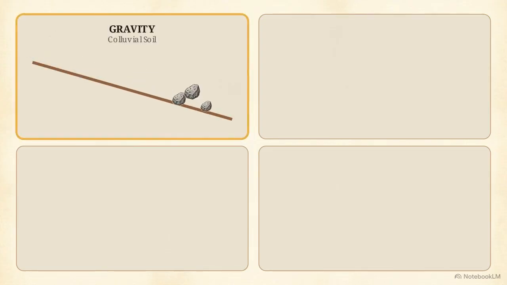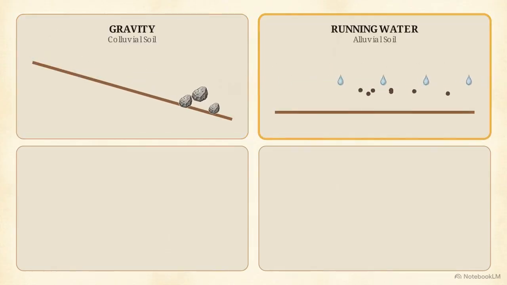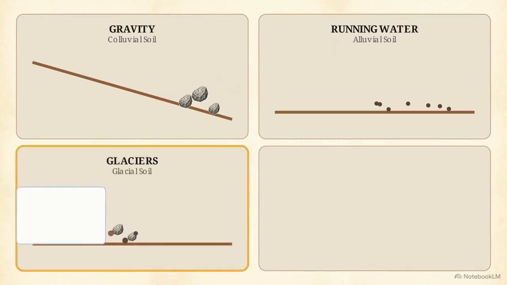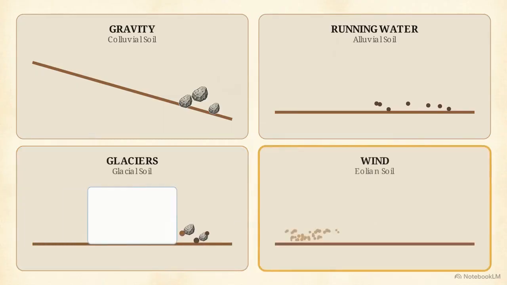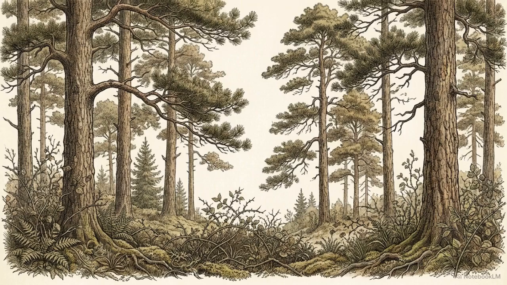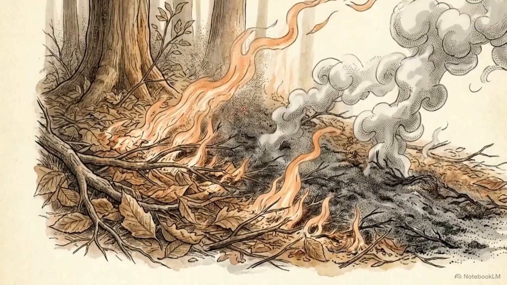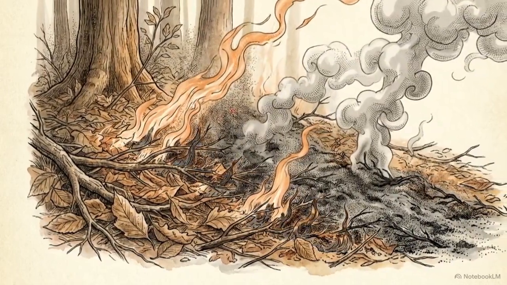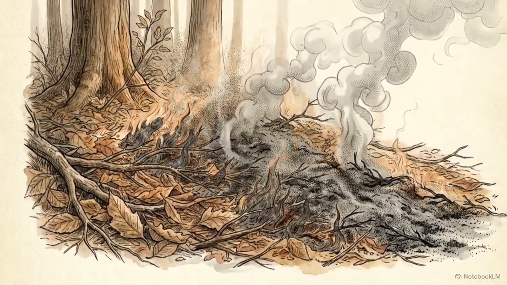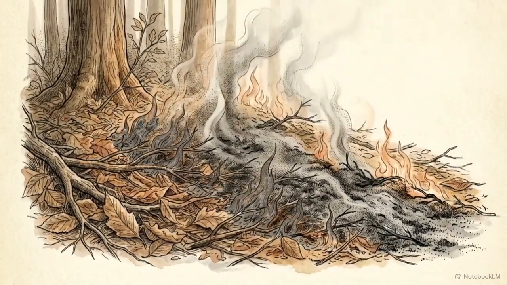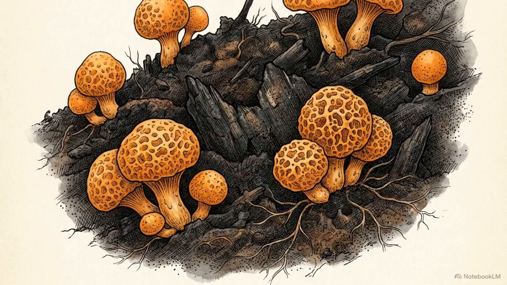Gravity creates colluvial soil. Running water deposits alluvial soil. Glaciers push glacial soil, and wind scatters aeolian soil. The environment also wields elemental forces as tools of ecological design. Fire plays a vital role in removing heavy competition and returning locked nutrients back into the soil cycle. Some organisms are specifically adapted to exploit this. Pyrophilous fungi require the chemical conditions of burnt earth to grow.